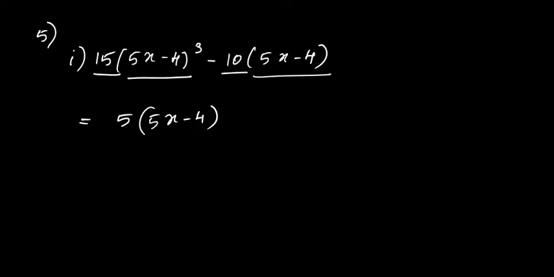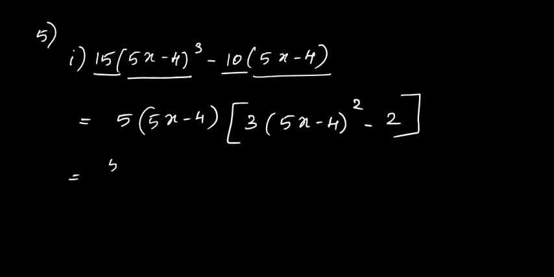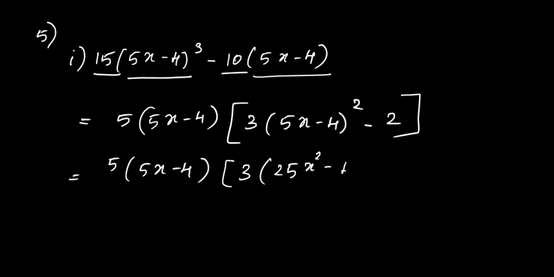So we can take 5x minus 4 as common. So after taking out, we'll write the remaining terms. From 15 you have taken 5, so 15 divided by 5 you'll get 3 here, and from 5x minus 4 the whole cube we have taken 5x minus 4, so we'll be left with 5x minus 4 the whole square minus, so 10 divided by 5 will get 2 here, and 5x minus 4 it's already taken out. So the next step, write 5 into 5x minus 4 as it is, 3 into 5x minus 4 the whole square, we can expand it using the formula a minus b the whole square. So when we expand it, we'll get 25x square minus 40x plus 16 minus 2.